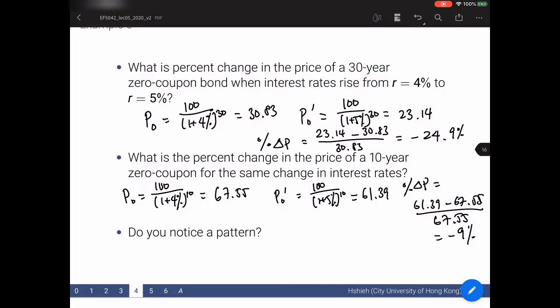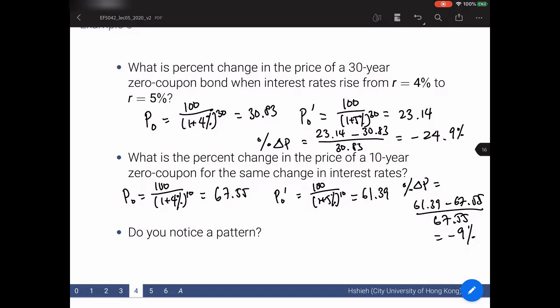Okay, so as you can imagine, once you throw in coupon payments, you can actually expedite the speed at which you receive your principal payment, and therefore coupon-bearing bonds will be less sensitive to interest rate risk, as I will demonstrate in the next slide.